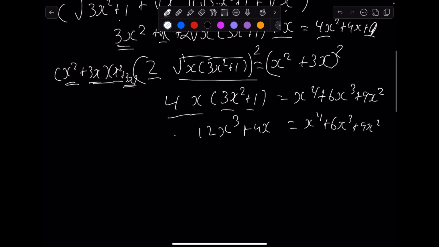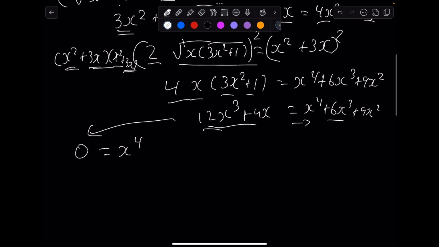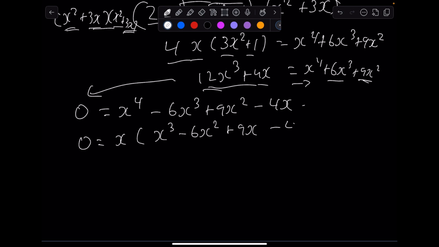Now let's take everything to one side. So 0 equals x to the 4, and then 6x cubed minus 12x cubed is minus 6x cubed. Then the 9x squared, there's nothing to cancel, and the 4x we take to the other side is minus 4x. You can clearly see we can take out a factor of x, so that becomes x cubed minus 6x squared plus 9x minus 4.